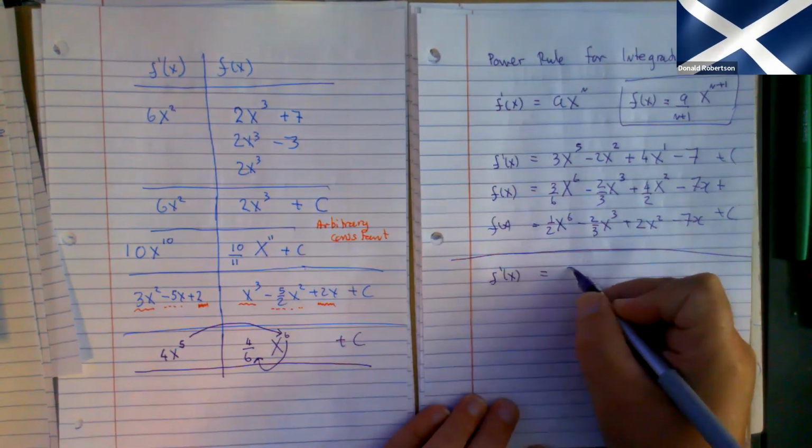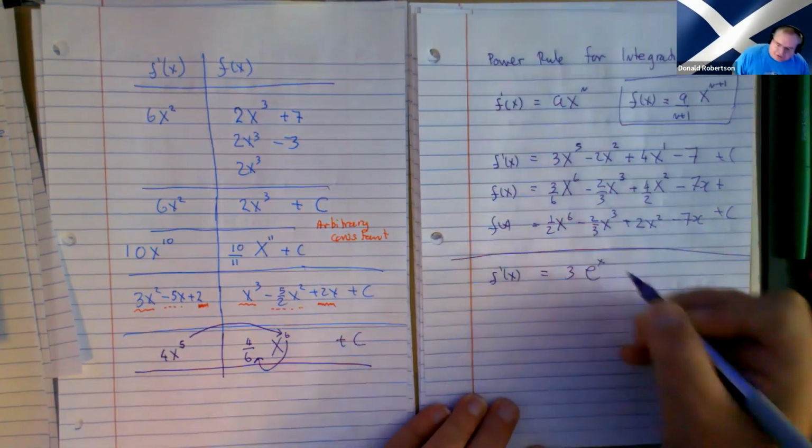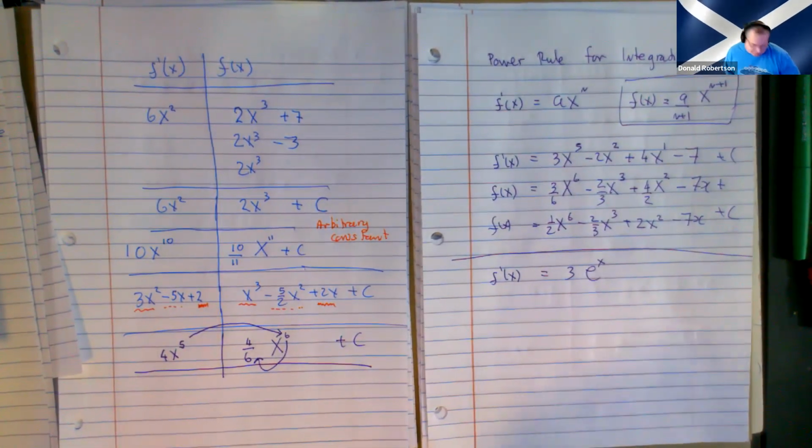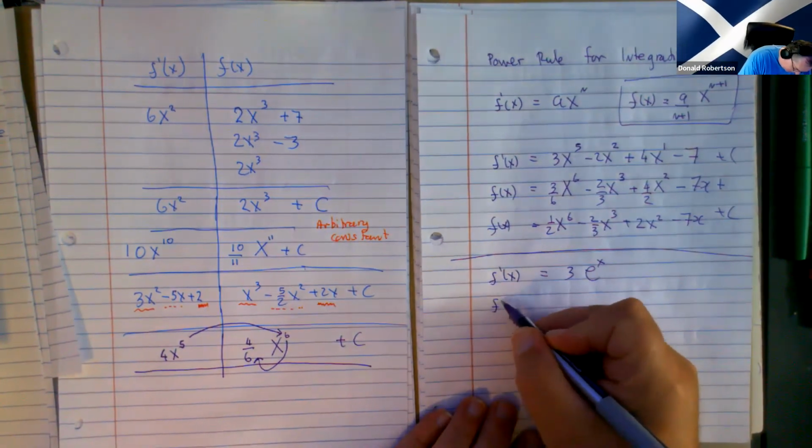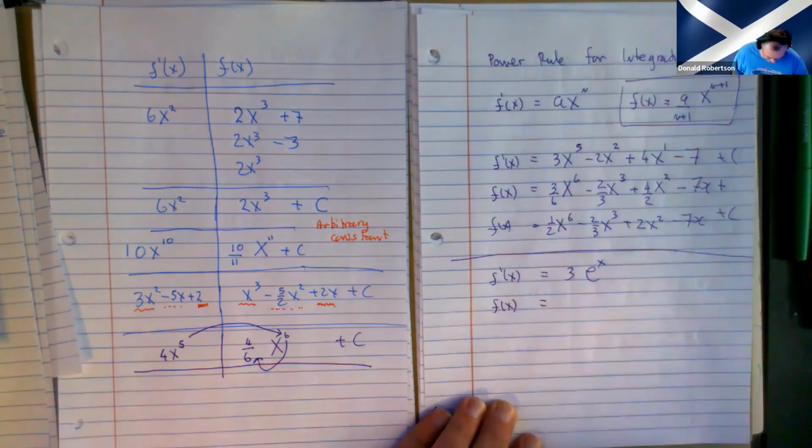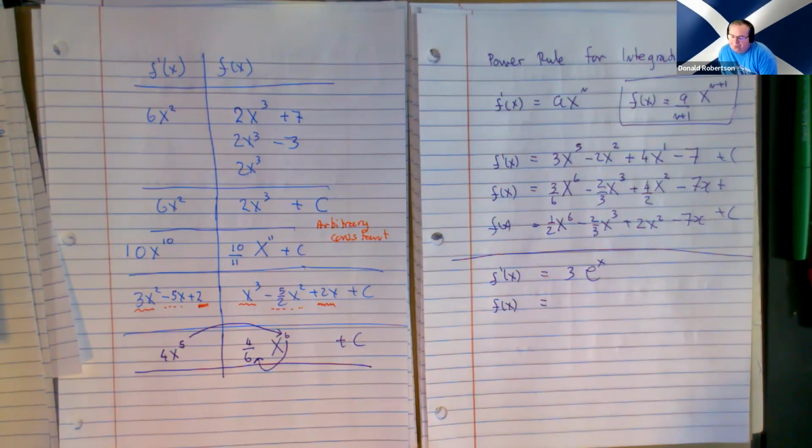Suppose I tell you the derivative is 3e to the x. And I want to find its antiderivative. I love the e to the x. It's such a nice function to do anything to. What's the antiderivative of 3e to the x?